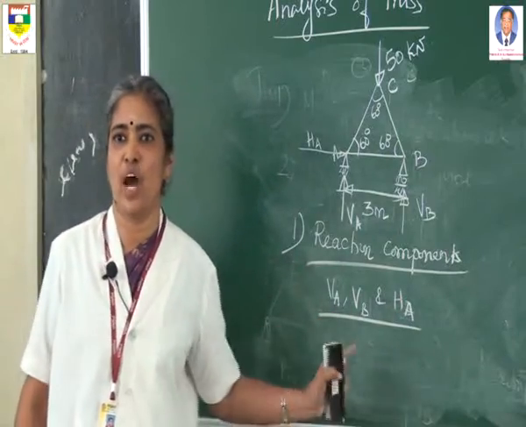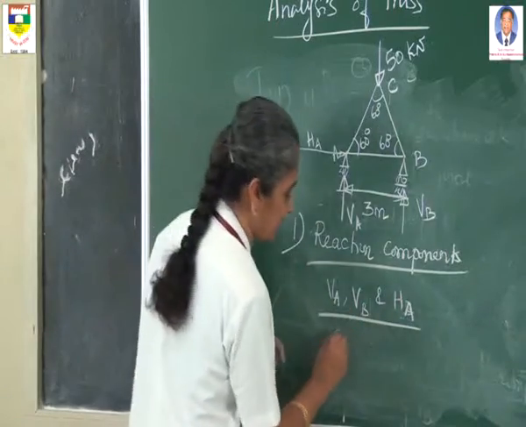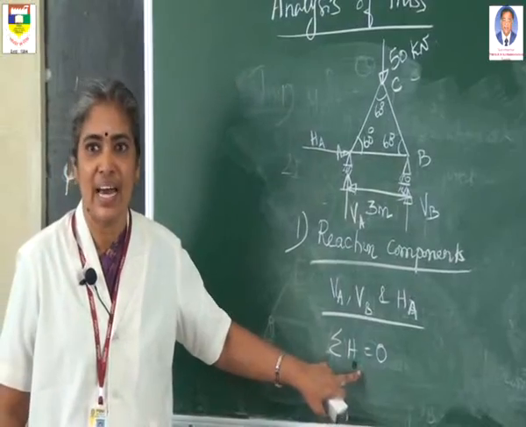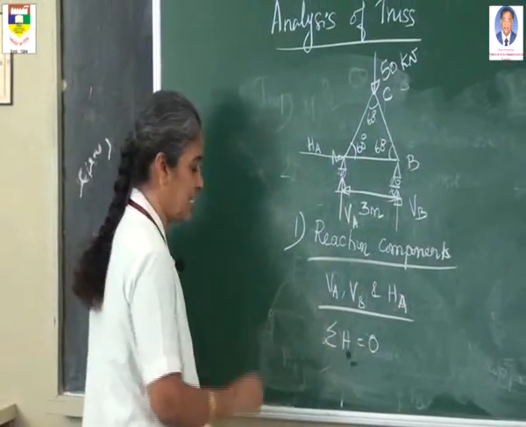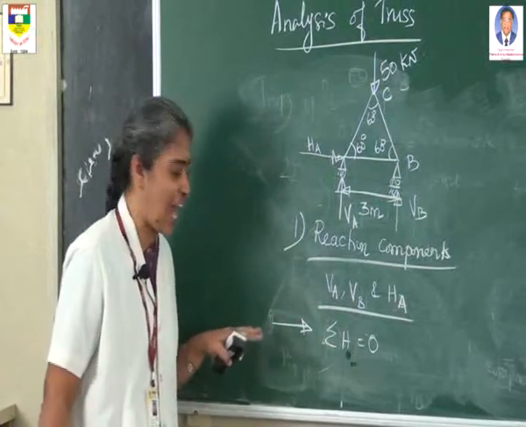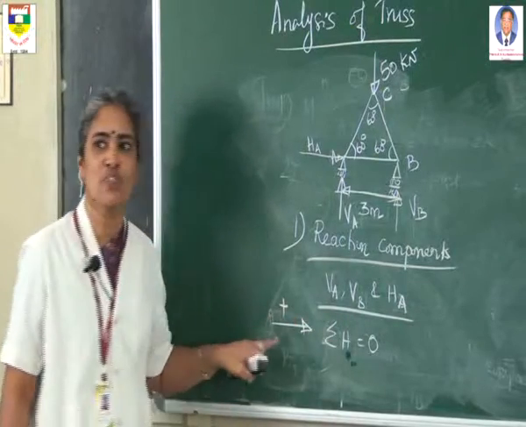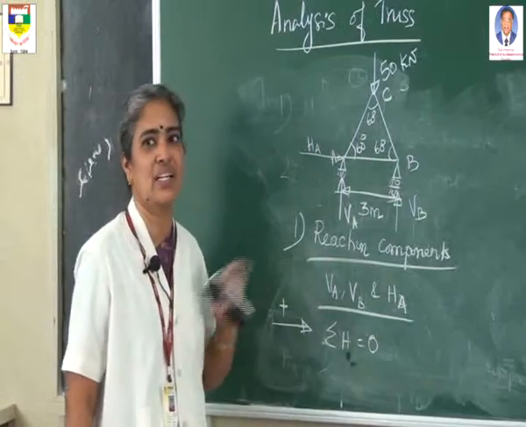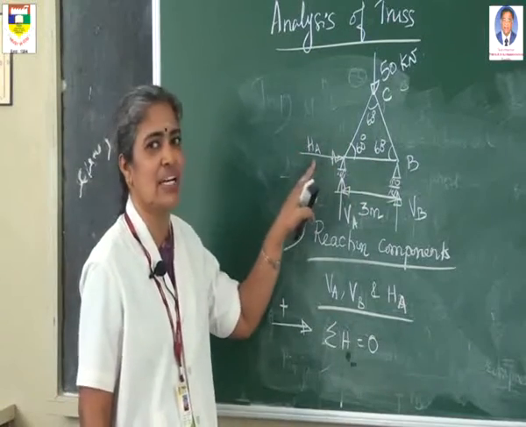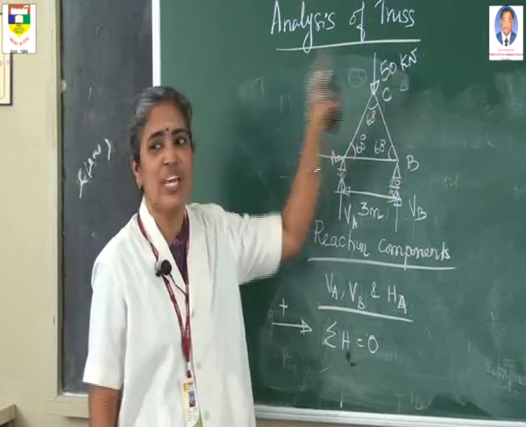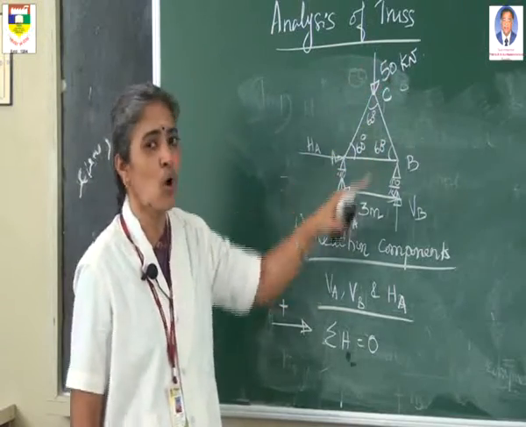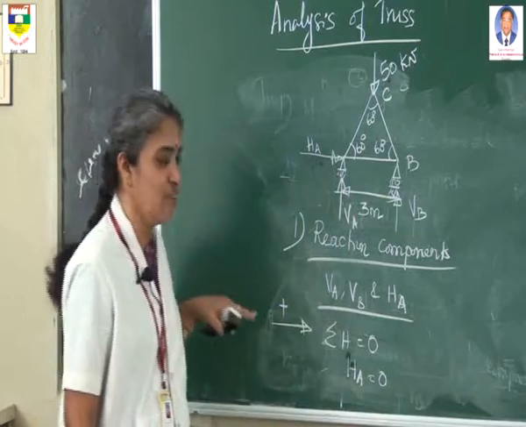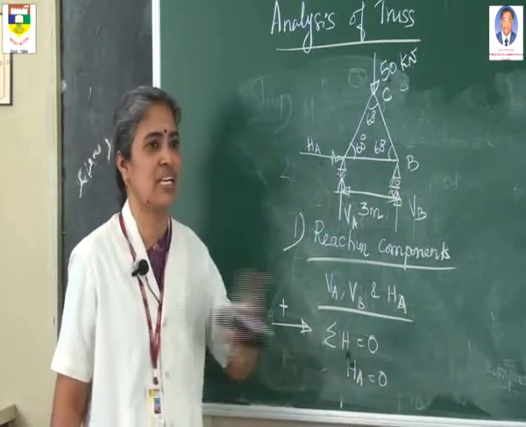Now to find these reaction components, we have to apply the equilibrium conditions. The first equilibrium condition is the summation of all the forces in the x direction, that is the horizontal direction, is 0. For this condition, I have taken the sign convention that a force acting from left to right is taken as positive. Adding all the forces in the horizontal direction, only one force acts horizontally, which is HA, and there is no external horizontal force. This 50 kilonewton is the external force, whereas there is no horizontal external force. Therefore you equate HA equal to 0. This HA is acting in the same positive direction, so it is taken as plus HA equal to 0.